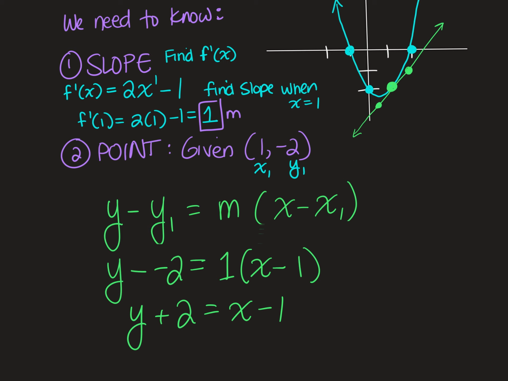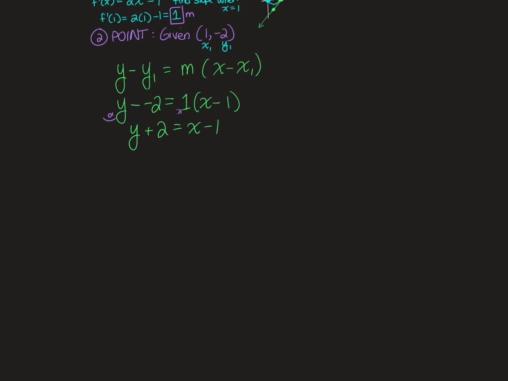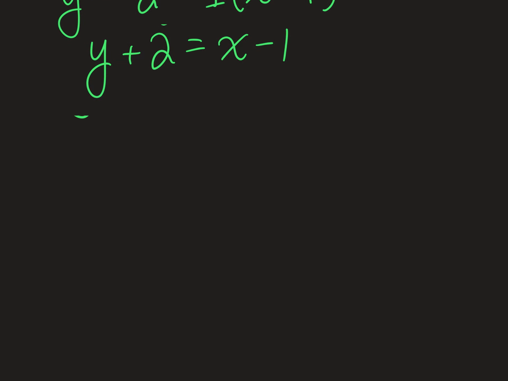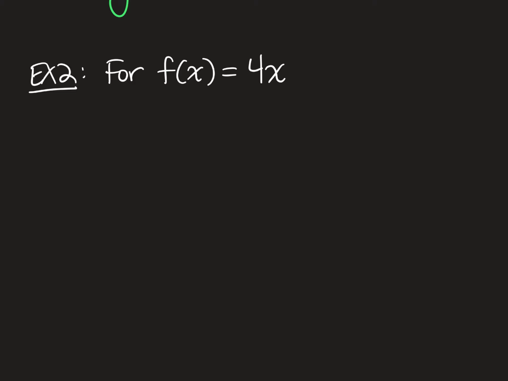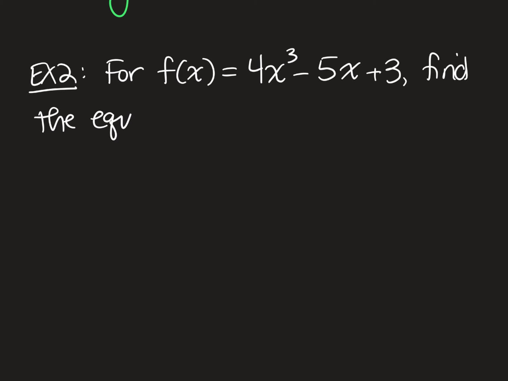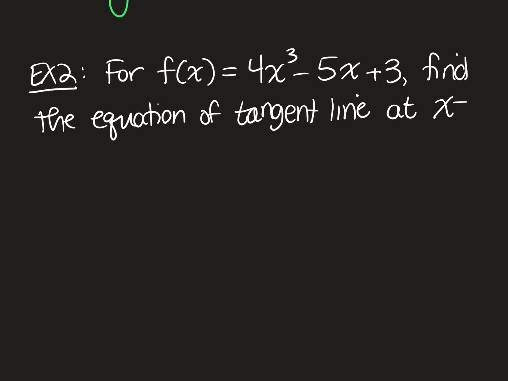Okay, we're going to do one more that's a little bit basic, and then we'll do one that requires a little more thought. So let's go to our second example here. All right. This time, we're going to write the tangent line again. So the instructions are the same. For f of x equals 4x cubed minus 5x plus 3, find the equation of the tangent line at x equals -1.